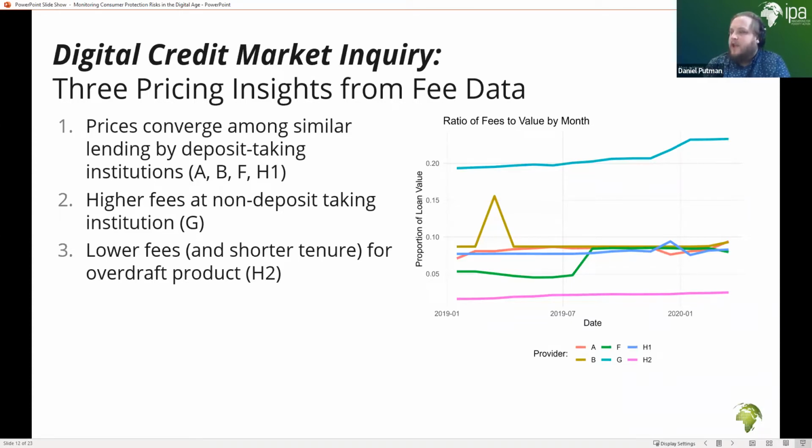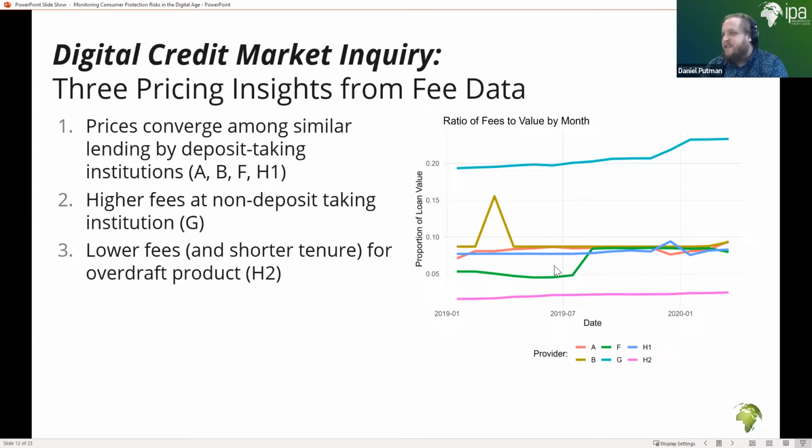This is just kind of looking at the evolution of fee data. And so what you have in this graph here is the total fees divided by the total loan value, right? For all of the consumers at this place. And there's maybe like three things you can get out of this graph, right?